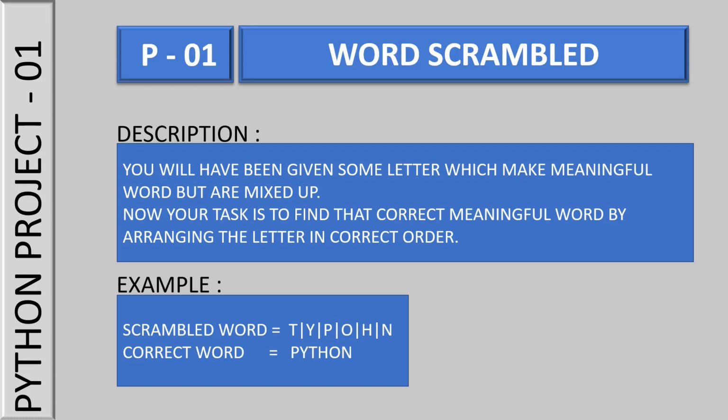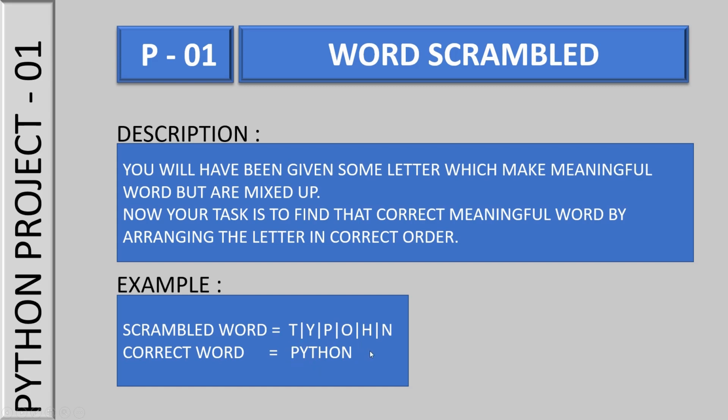In this game, you will have some letters which make a meaningful word, but you will not get all the letters in serial order. You will get all the letters in a scrambled form, meaning a mixed form. Let's understand with this example. Here you can see that we have 6 letters. Now we have to arrange them in such a way that we get a meaningful word. If I arrange them this way, I get the word Python.